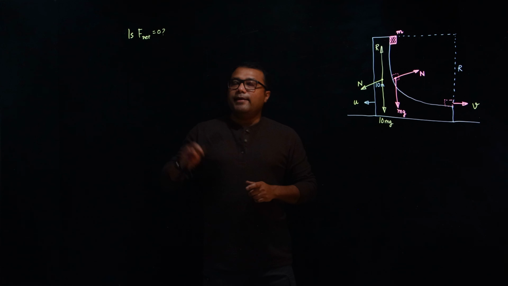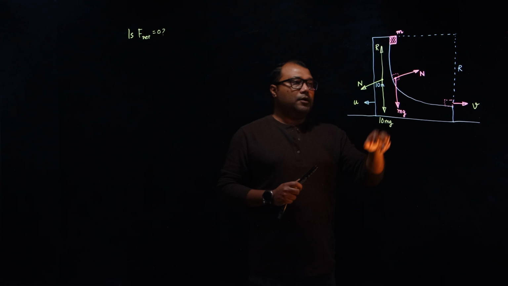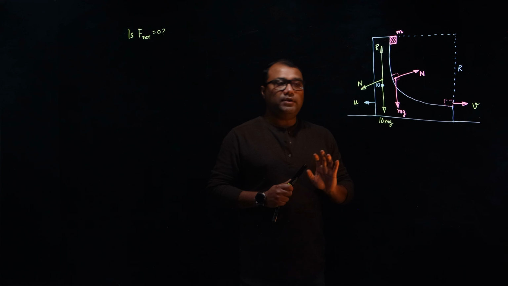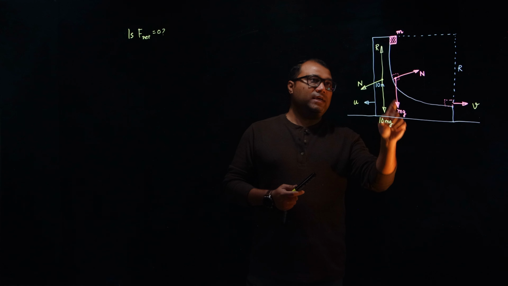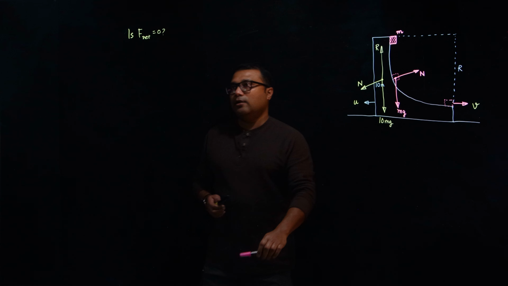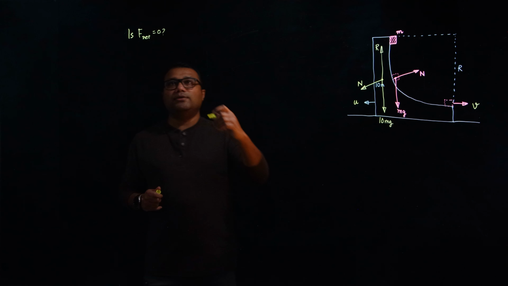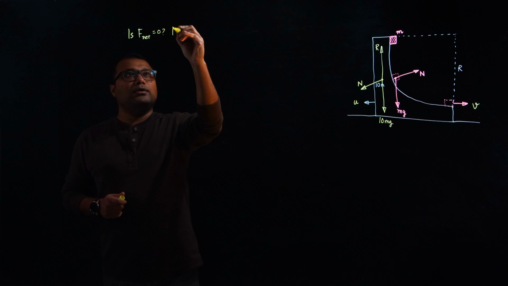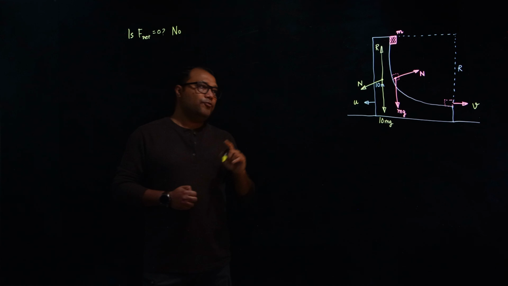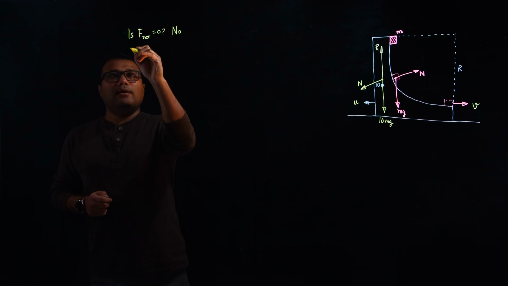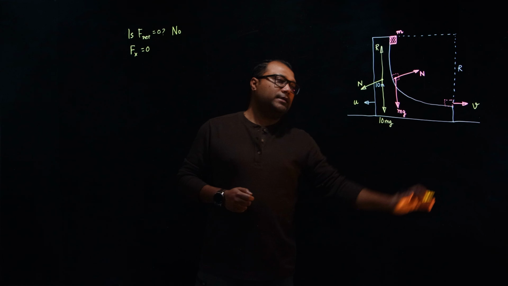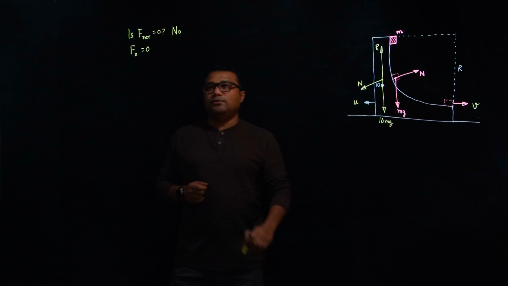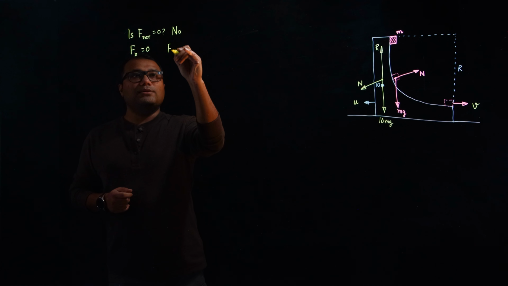Now, N is an internal force, so we need not consider that. But we still have net external force 10mg, mg and R. So we cannot say F net is 0. The answer to this is no, it is not 0. However, what we can say is F net in the x direction is 0. If we consider this is the x direction, Fx is 0, Fy is not 0.